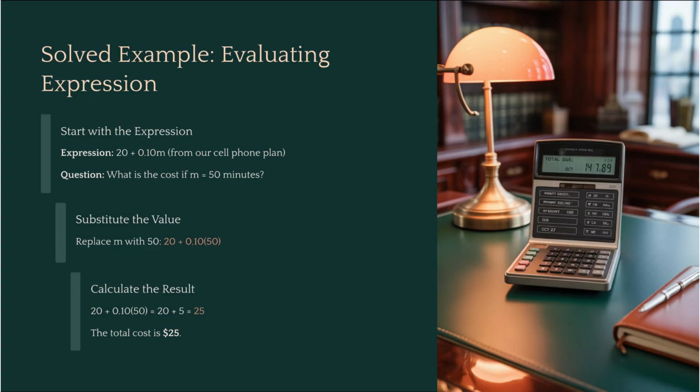Once you have written an expression, you can evaluate it. Let's return to the cell phone expression, 20 plus 0.10m. What is the cost if the minutes, m, equal 50? Substitute 50 for m. 20 plus 0.10 times 50. Multiplication comes first. 0.10 times 50 is 5. Then add. 20 plus 5 equals 25. The total cost is $25.